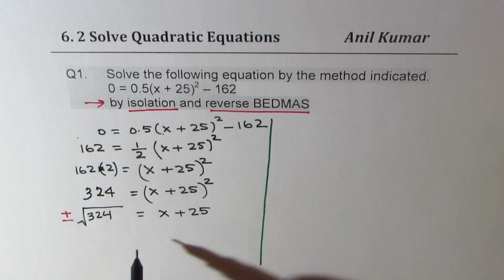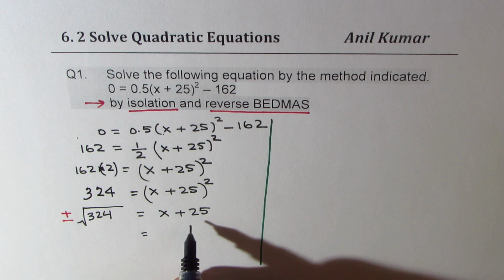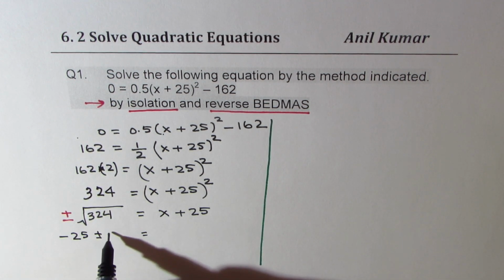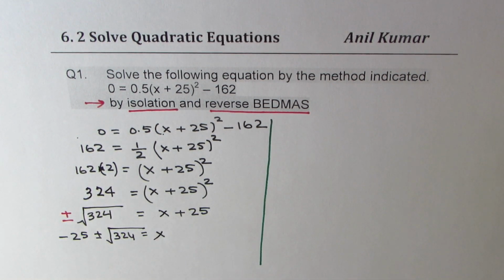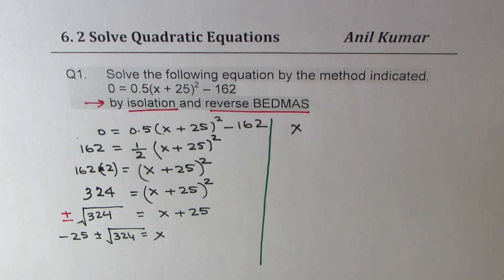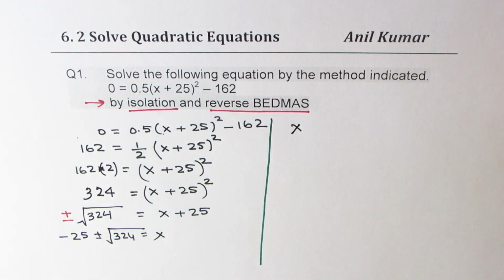Now we can take 25 to the other side, and what we get here is minus 25 plus minus square root of 324 is equal to x. So we have isolated x, correct? So what is the square root of 324? It should be less than 20, since 20 square is 400. So 64 is 8 square, so it is 18. Let's check it out. Square root of 324 is equal to 18.